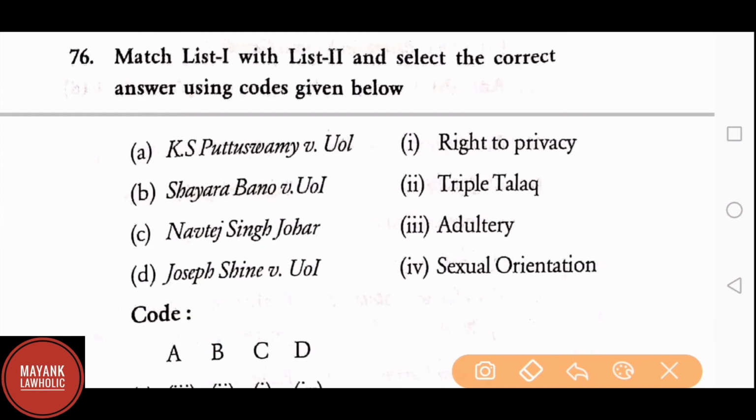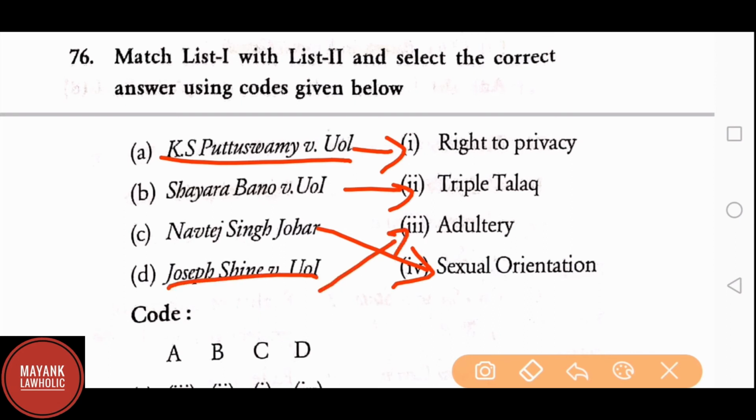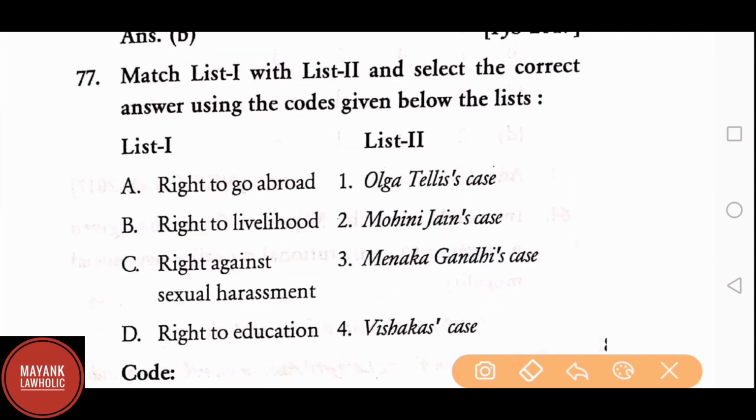Question number 76. Match list 1 with list 2 and select the correct answer using the code given below. Justice K. S. Puttaswamy versus Union of India was right to privacy. Shayara Bano versus Union of India, triple talaq. Navtej Singh Johar, sexual orientation. Joseph Shine versus Union of India, the case relates to adultery, Section 498A of IPC.